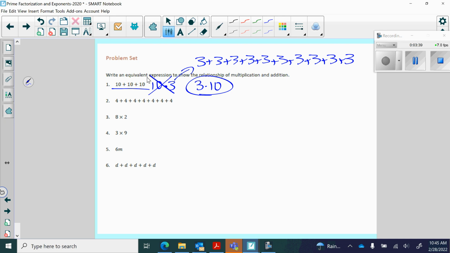Commutative property of multiplication. From that, I can multiply them in any order and get the same answer. However, when I am modeling this, there's only one correct answer. That is 3 times 10, because it's 3 groups of 10. Go ahead, Kendall.